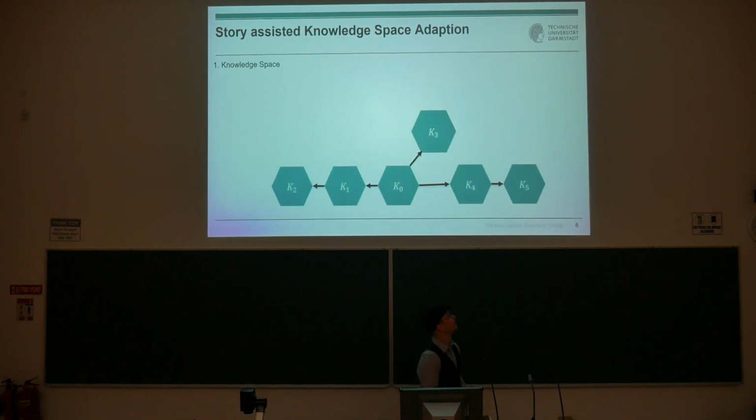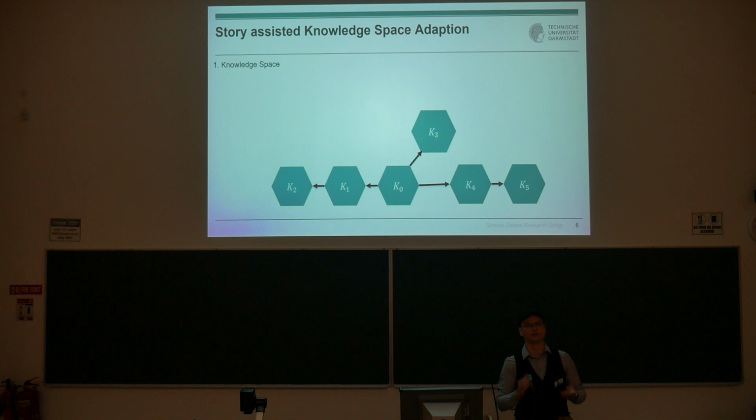So, as already established, I'm working on knowledge spaces. This is a really simple knowledge space. We have K0, or knowledge 0, as the root. I know nothing. And then I have prerequisites: I can learn K1, I can learn K3, whatever. As soon as I have learned K1, I am able to learn K2. That's the basic premise of it. Let's keep it simple.